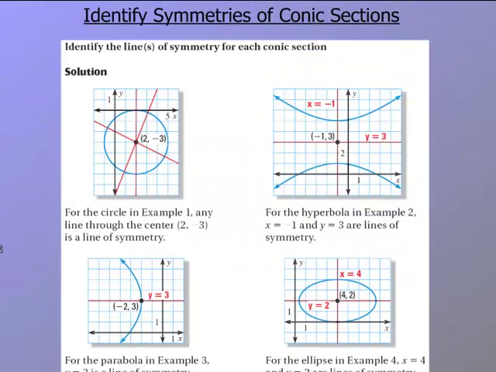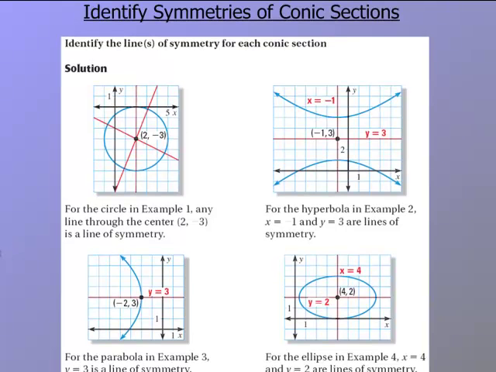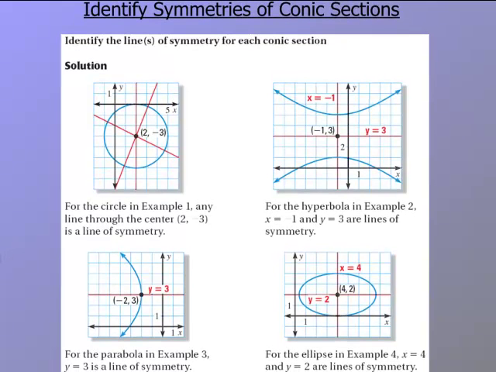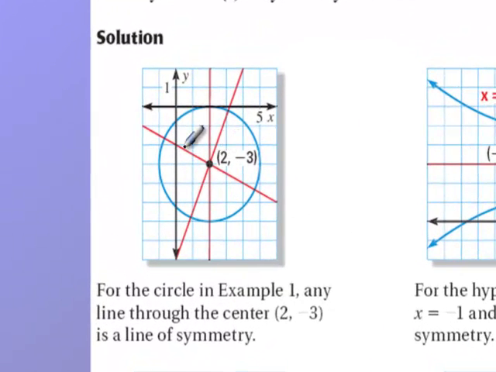The next thing I want to be able to do is identify symmetries of conic sections. So basically, if you recall from geometry, a line of symmetry, you're going to have opposing sides of the line of reflection being reflections of each other. So with a circle, we have an infinite number of lines of symmetry as long as it goes through the point 2, -3, or in this case the center.